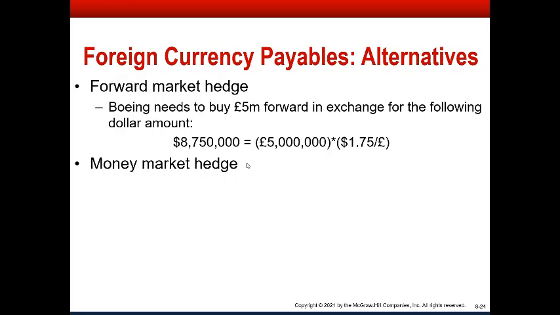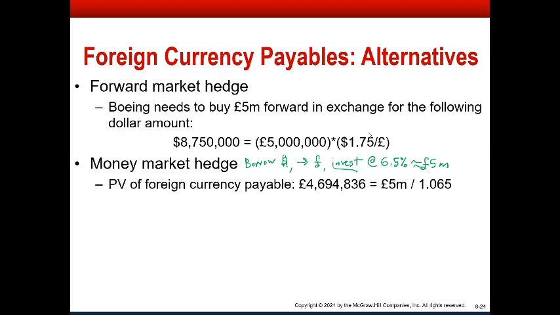With the money market hedge in this case, Boeing is going to borrow dollars, convert those into pounds, and then invest the appropriate amount of pounds at the British interest rate, which was 6.5% if I remember right, such that that's going to equal the 5 million pounds upon the maturity of the investment. So they don't need to invest 5 million pounds, they need to invest the present value of 5 million pounds at 6.5%. That is the amount of pounds they need to invest.